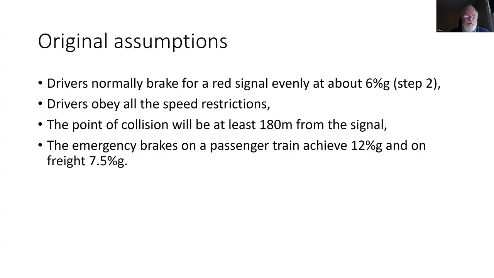So some of the early assumptions. Well, one of the assumptions was that drivers will normally brake for a red signal pretty evenly at a braking rate of about 6% of gravity, or G, and that's roughly equivalent to the traditional step 2 brake.